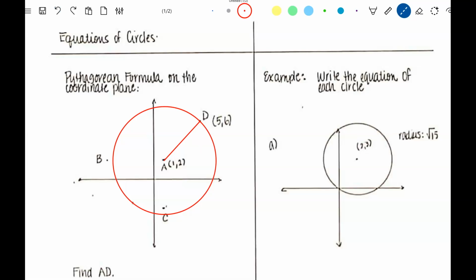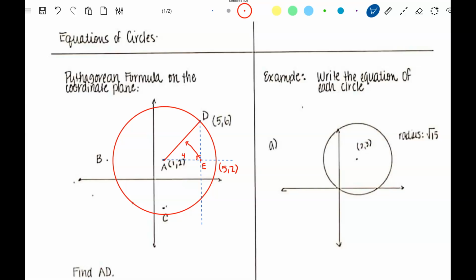I can make any right triangle on the coordinate plane by drawing a vertical line and a horizontal line and plotting this new point. Let's call this E. The coordinates of this point are 5, 2. So in order to use the Pythagorean theorem, I have to know the length of both of these legs, because AD represents the hypotenuse because it's across from the right angle.